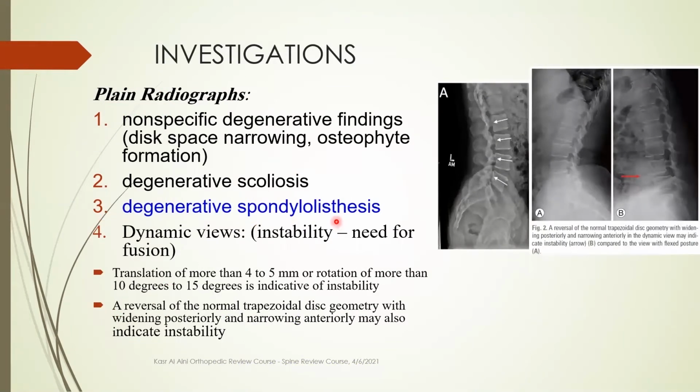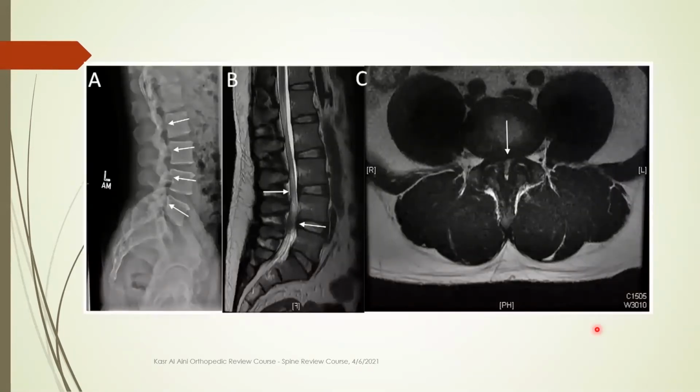Investigations include plain radiographs with non-specific degenerative findings, osteophytes, disc space narrowing, others like degenerative scoliosis, spondylolisthesis, and dynamic views for instability, with translation of 4 to 5 millimeters or rotation of 10 to 15 degrees between flexion and extension, suggestive of instability. Here you can see clearly the significant reduction in length of the pedicle, suggestive of congenital stenosis.